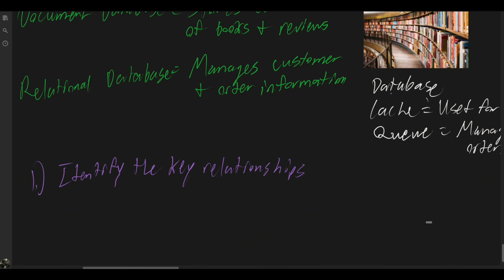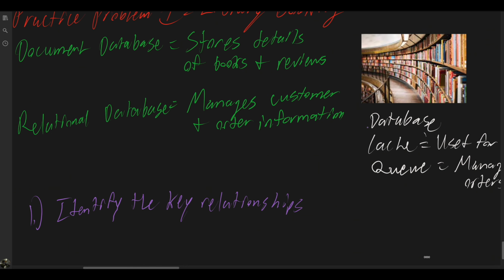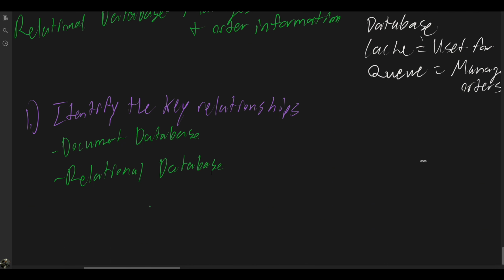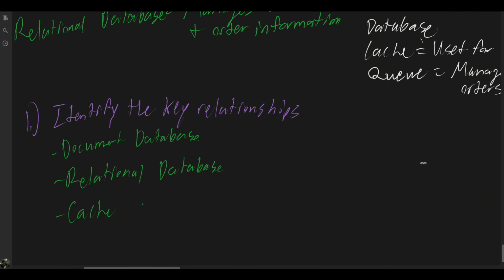And as highlighted already before, we have a database, cache, and queue. With the database, cache, and queue and how they're all managing to work together, let's list out the following components that we have. So we have a document database, relational database, cache, and queue. Since these two are technically the databases that we have up here.